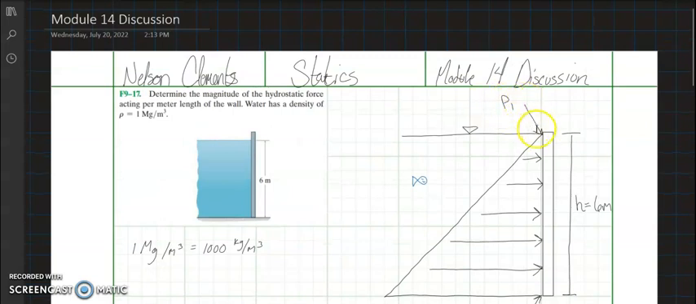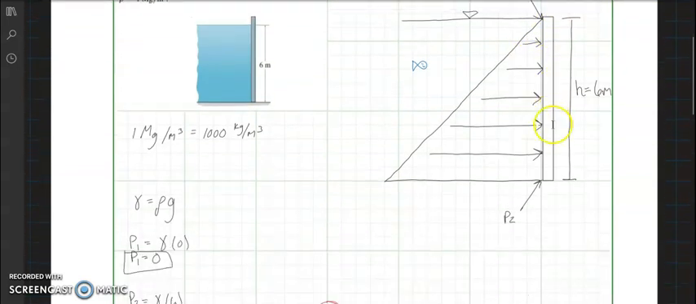I've got P1 right here at the very top, which means that's the pressure at the surface level of the water. That's going to be 0 because it's not under any water. It's at the surface level. Then I've got P2 here at the very bottom, which is going to be the maximum amount of pressure at the very bottom.